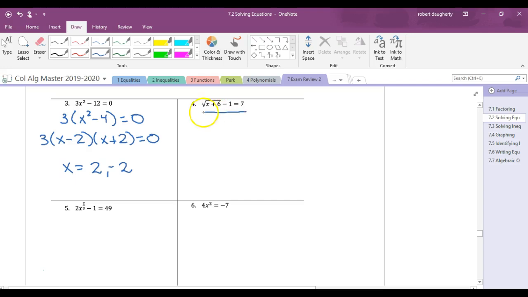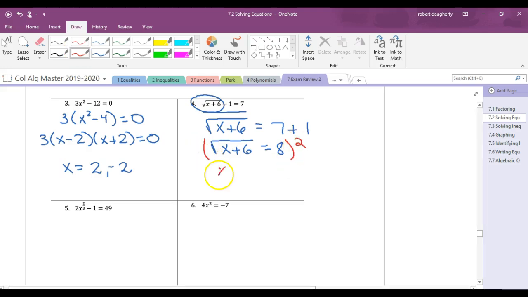Next one, I've got a radical. My key is to get that radical all by itself. Square root of x plus 6 is going to be equal to 7 plus 1. Square root of x plus 6 equal 8. Now I will square both sides of this equation. And I get x plus 6 equals 64. X is equal to 64 minus 6. X is equal to 58.